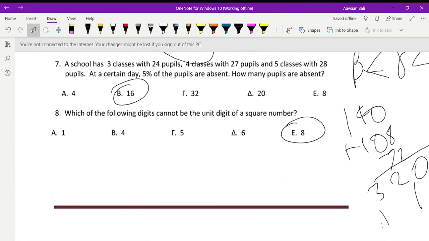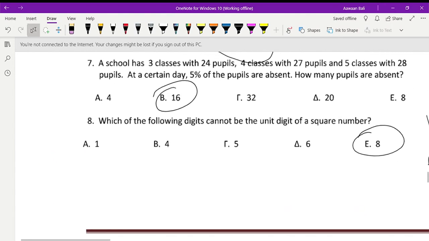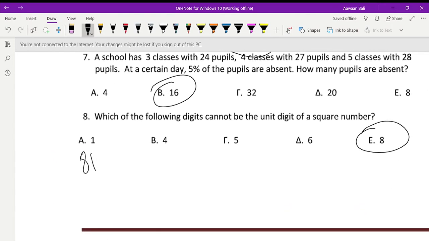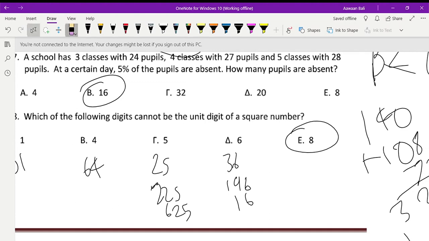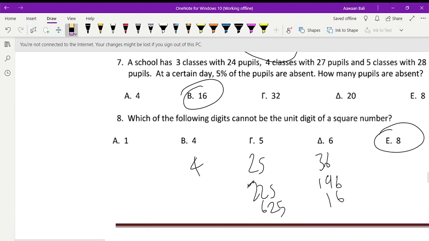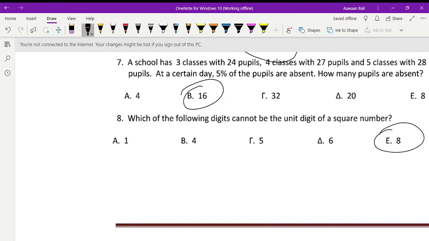Which of the following digits cannot be a unit digit of a square number? Well, A can, since 81, 4 can, 64, 5, 25. There's also 225, 625, many like that. 6, 36. There's 196. Yes, this too. 16. You got the idea. But 8, no matter how much you look, you'll never find a square number ending in 8. Therefore, the answer is eta 8.